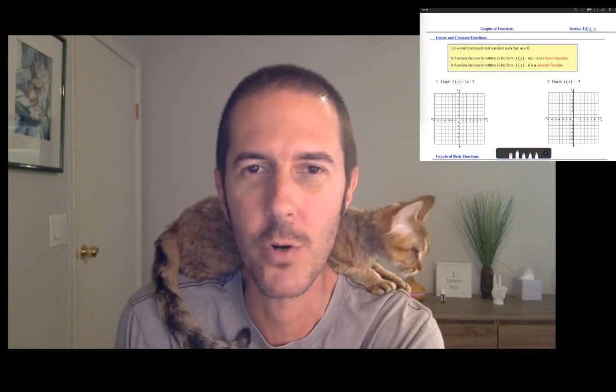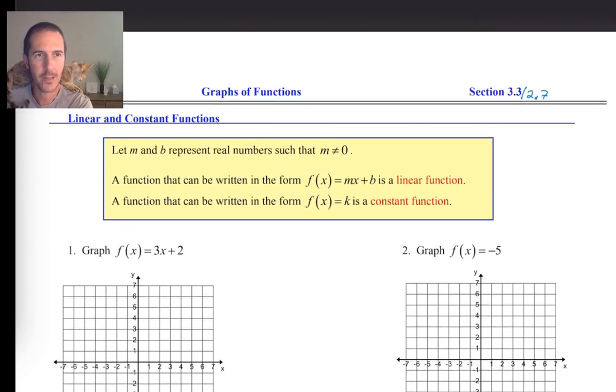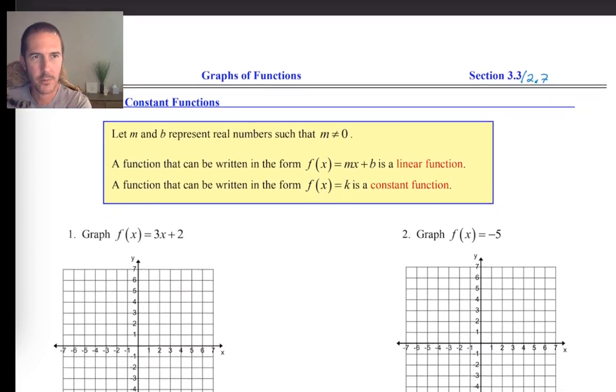Let's get in and have a look at the graphs of some functions. We'll pull some data out of some functions and make sure you're prepped for homework. The first subtopic that I have for you is linear and constant functions.